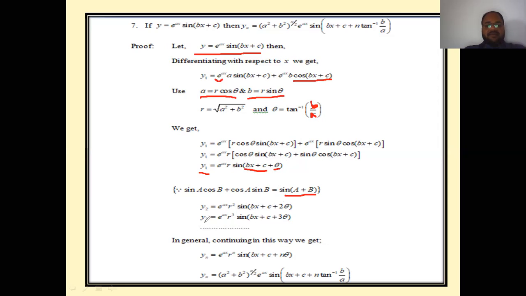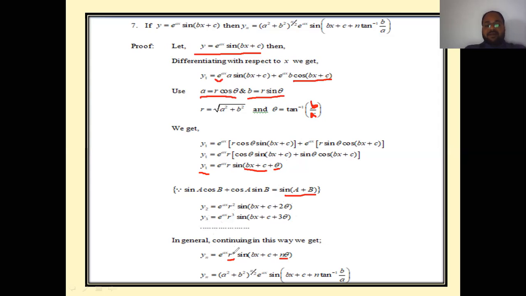Similarly, if you find the third derivative, here we get r into r means r cube, and in addition of theta for this 2 theta, so we get 3 theta. So in general, if you observe for the nth derivative, we get e raised to power ax as it is, r raised to power n, because this is the nth derivative, and in the angle of sine we get bx plus c plus n theta, because this is the nth derivative, so we get n times of theta.